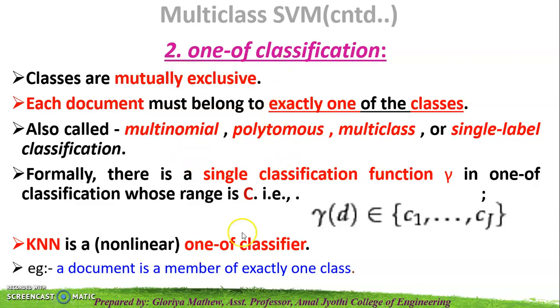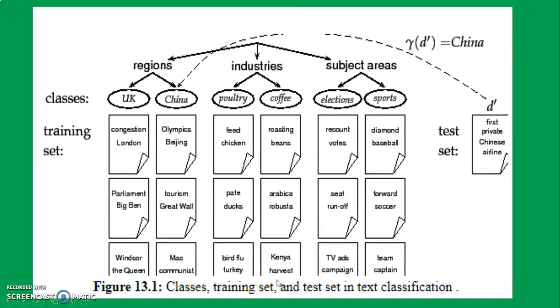Formally, there is a single classification function gamma in one-of classification whose range is C. That is, gamma of D belongs to the set {C1, ..., Cj}. Either the document belongs to class C1, or Ci, or Cj, not to both. KNN is a nonlinear one-of classifier. For example, a document is a member of exactly one class.